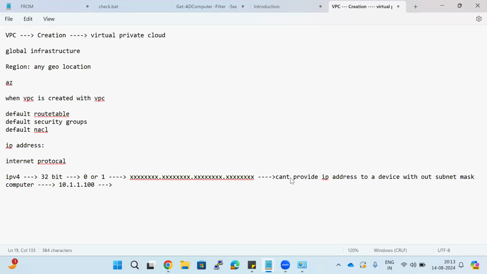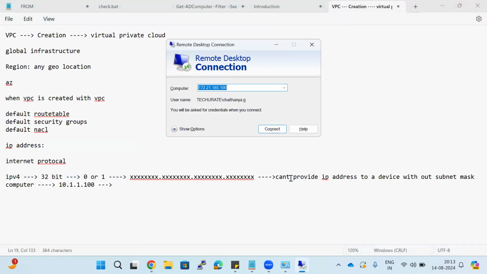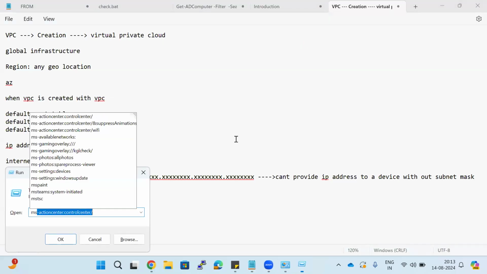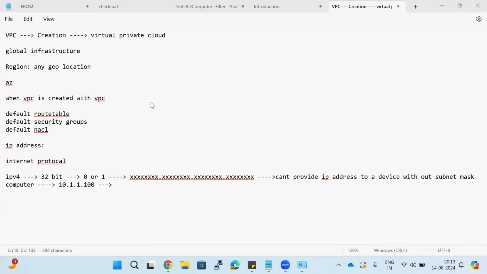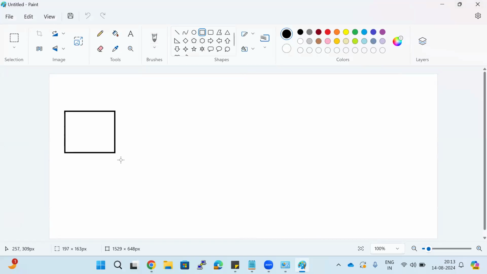But what about the machines? If a computer is assigned an IP address, for example, and whenever I say computer, you can simply take it to mean any device, either a computer or a server. Okay, there is a computer in my company. This is computer one, and this is computer two.